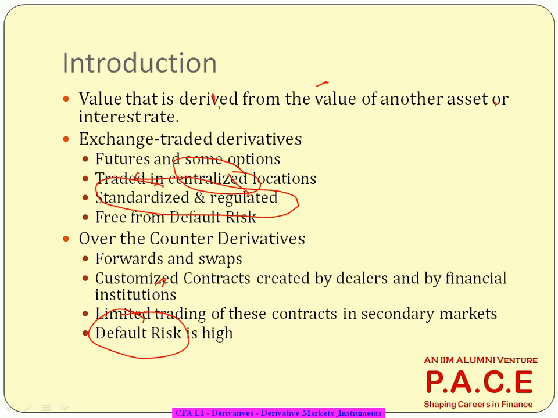Whereas when it is traded on an exchange, the exchange takes enough measures. We'll talk about those things. The exchange takes enough measures to make sure that this default is very much minimized. Or even if the default happens, it can compensate the other party. So when we look at exchange traded derivatives, we find that the scope of default is much lesser compared to over the counter kind of derivatives.